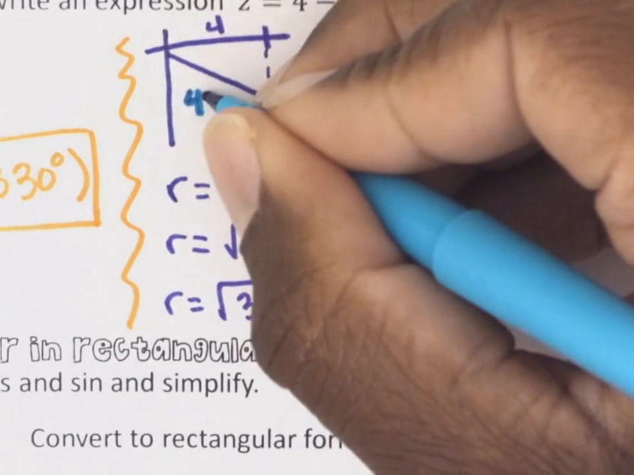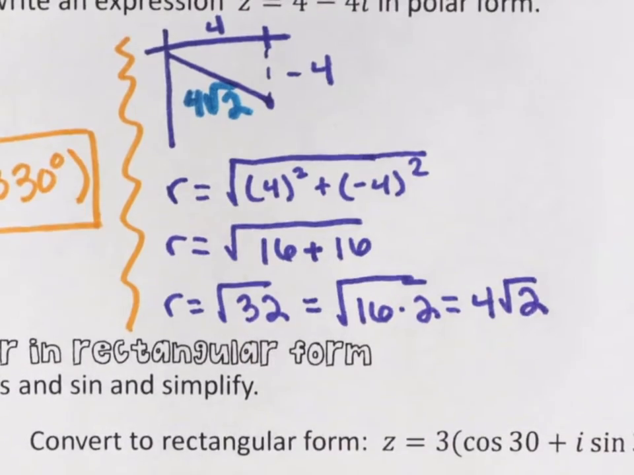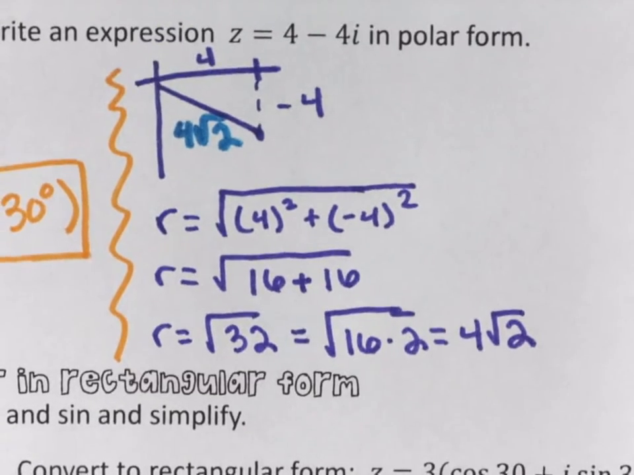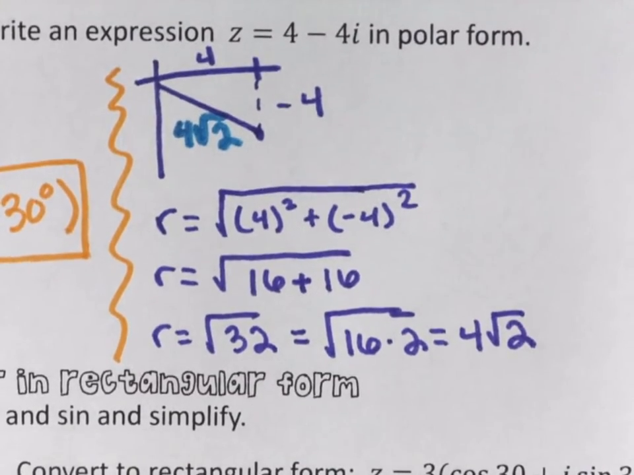So r is 4 root 2. And at this point, we said the angle was 315. That's just what you fill in. I'll show how we can check to make sure the angle is what we think it is. But yeah, if you understand that, you're good to go.